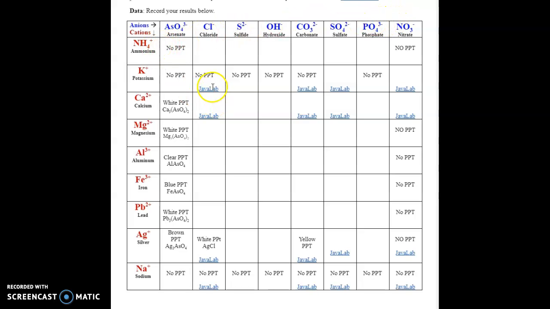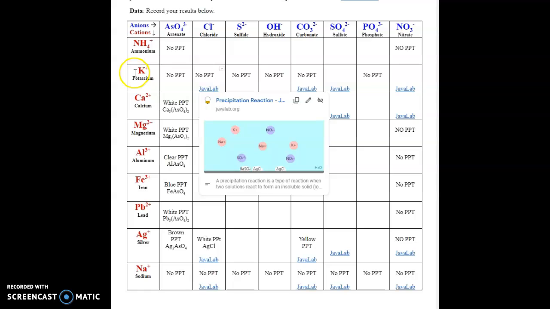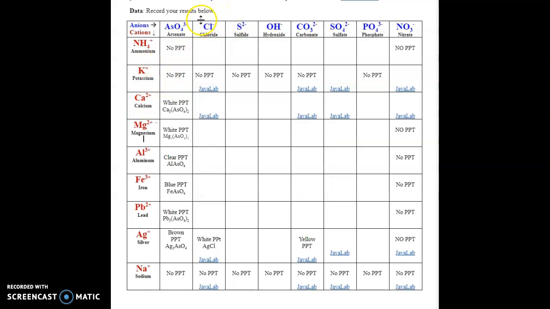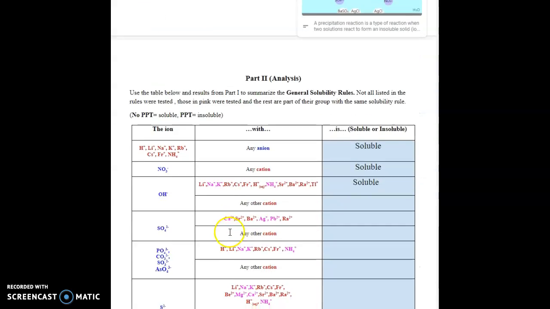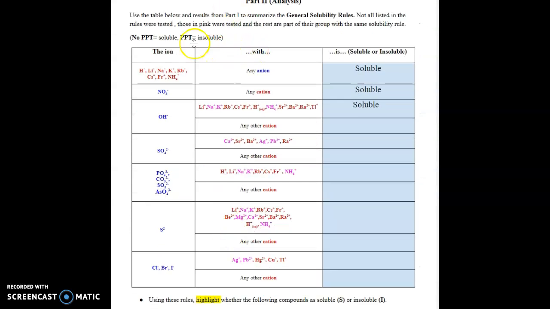So we looked at some Java labs where we mixed together potassium and chlorine, or potassium chloride. That produced no precipitate. And then we had cations and anions like silver chloride, where silver produced a white precipitate. So any of the blank boxes you filled out with the video, and then the Java lab was filled out with the Java lab activity, whether it formed a precipitate or not. Then down below for the homework was the analysis portion.